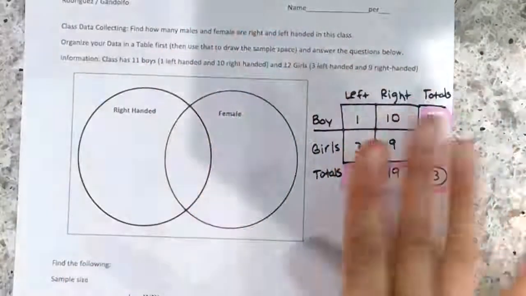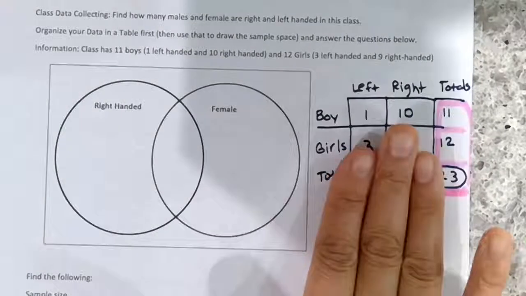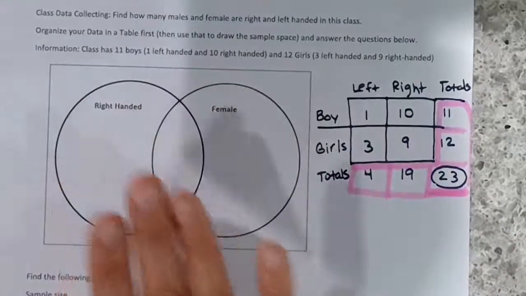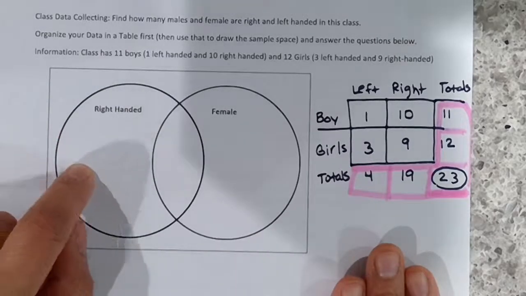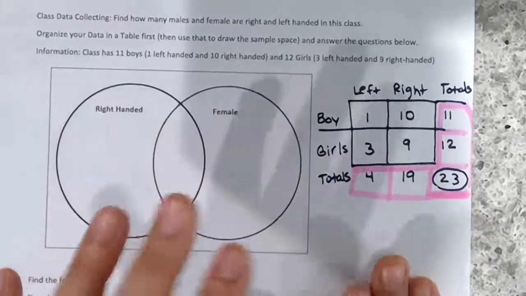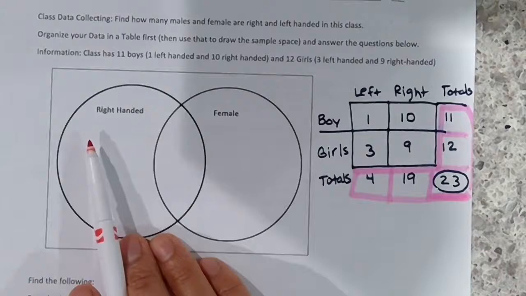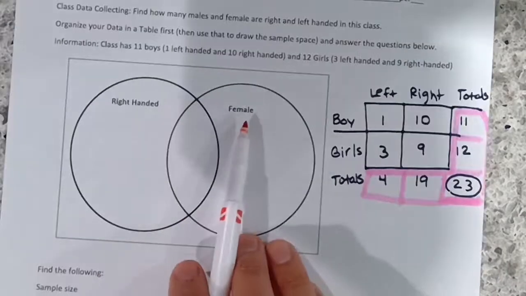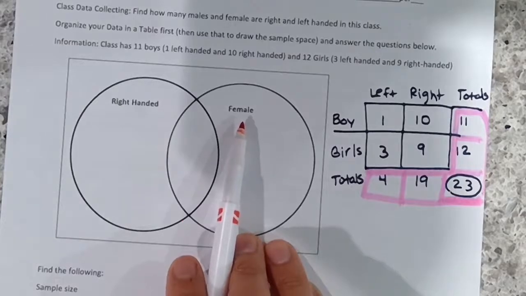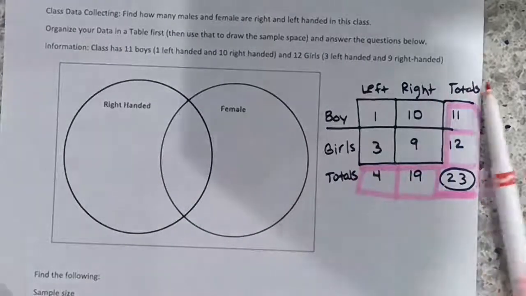All right, so that was easy. We just took our information there. Now, here's what you're going to have to do: make sure that you know how to transfer this information onto here. So this is right-handed and this is female. This is confusing. All right. So if this is right-handed and this is female, then the easiest number to go in here is right-handed female. Does that make sense?